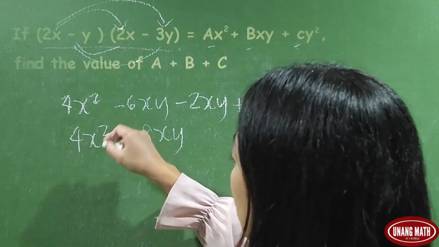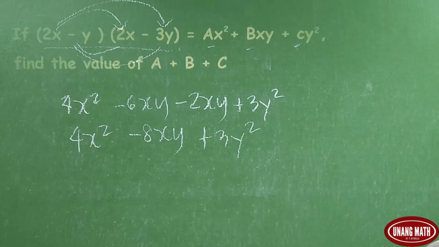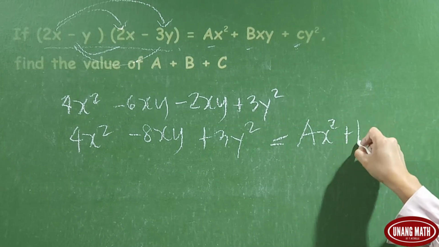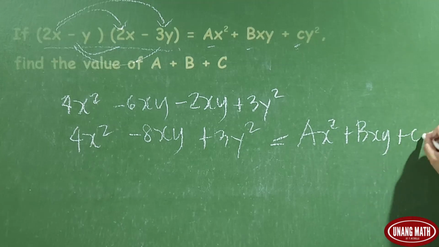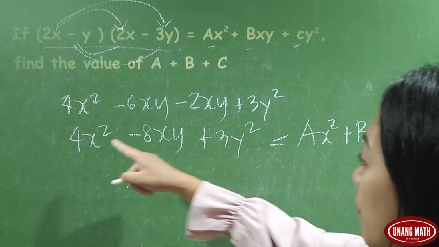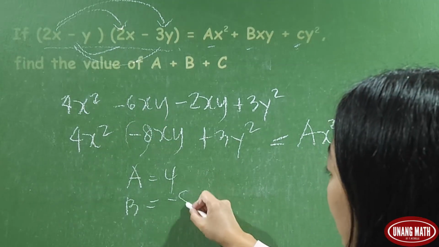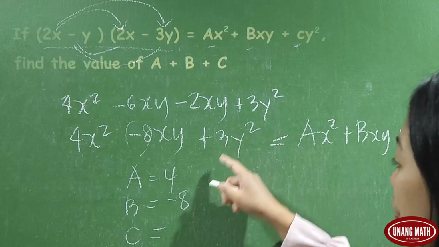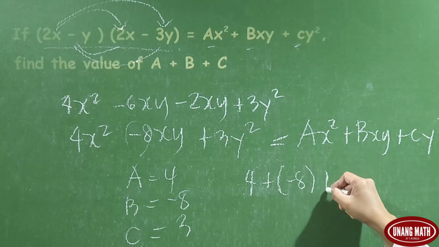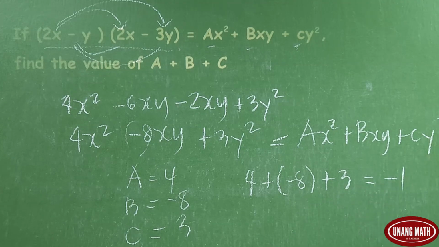So 4x squared minus 8xy plus 3y squared is equal to this expression, ax squared plus bxy plus cy squared. So it means a is 4, b is negative 8, and c is 3. A plus b plus c is 4 plus negative 8 plus 3, so this is now equal to negative 1.